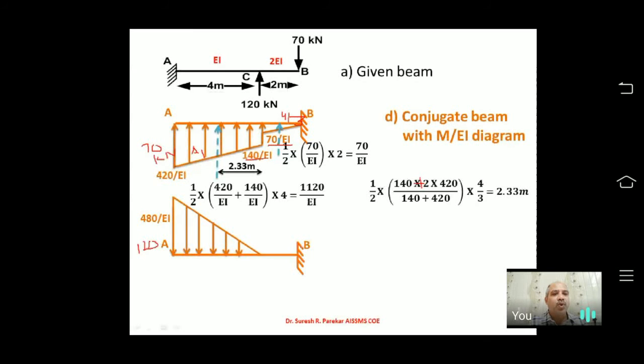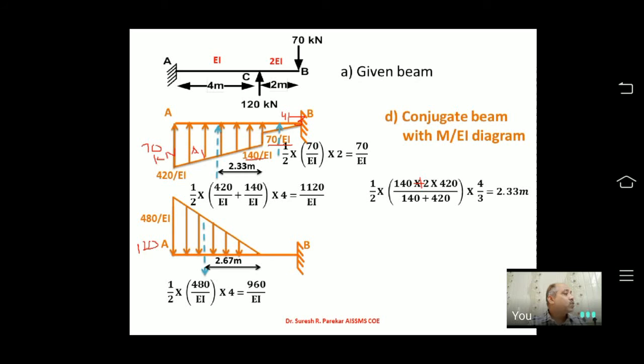So we are going to get this 480 upon EI, and now once I know this diagram, then I can find the deflection at B, that is the cantilever end. So we have this value 1/2 into 480 upon EI into 4 equal to 960, and it will act at what distance? You can see this distance as 4. So 2/3 of 4, that is 8 by 3, which gives me the value 2.67. That is from C. If I have to take moment about B, then I have to add these 2 meters over here.